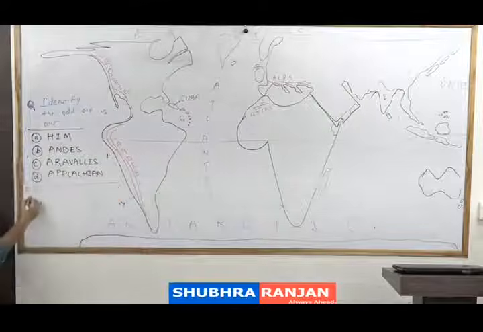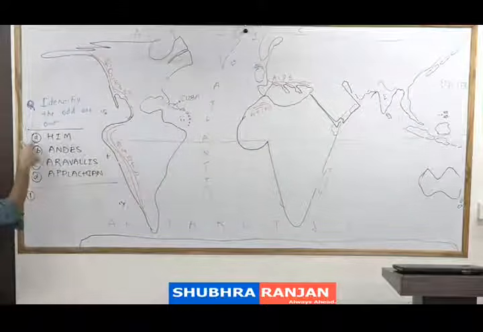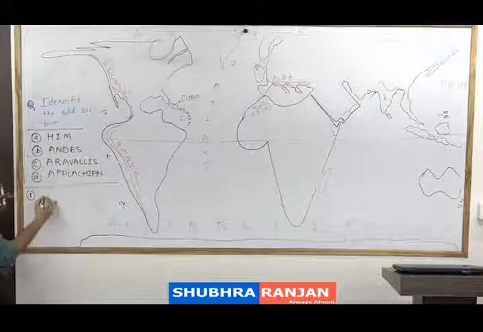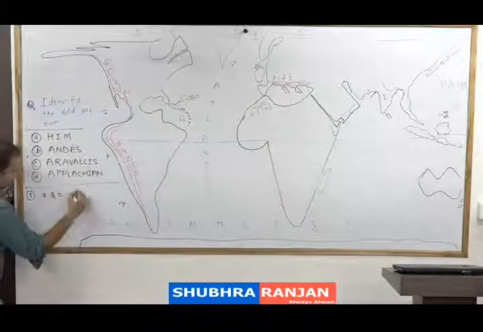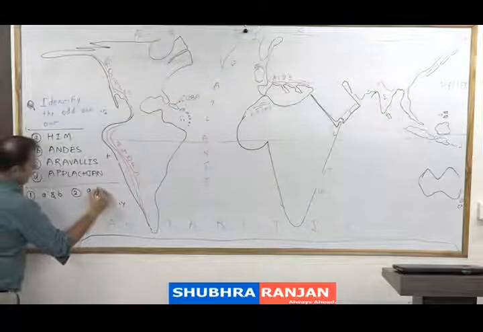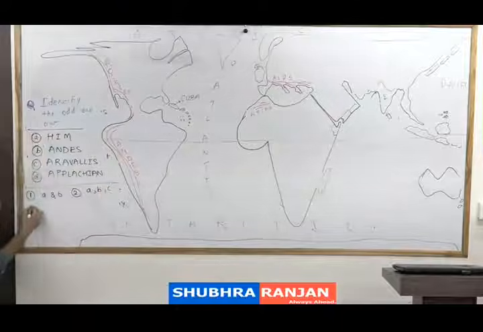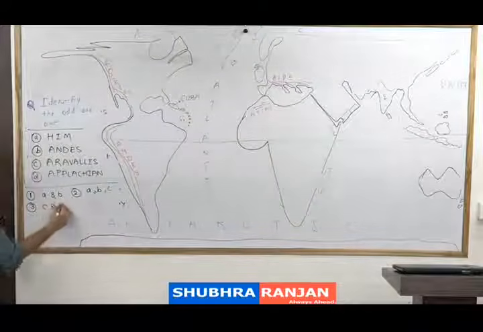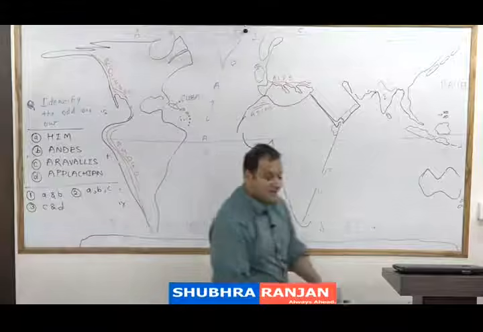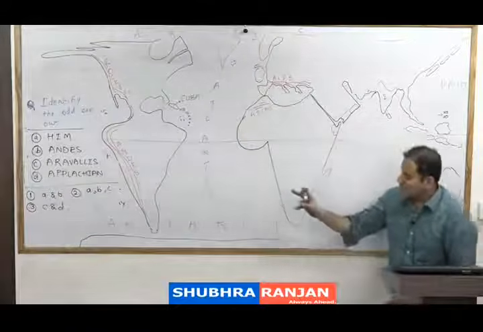And then the statements will be: 1. A and B only. 2. A, B, C only. 3. C and D only. Questions like this do come in UPSC. So what is the answer here? The answer is C and D only. Why? Because we have not done it yet.